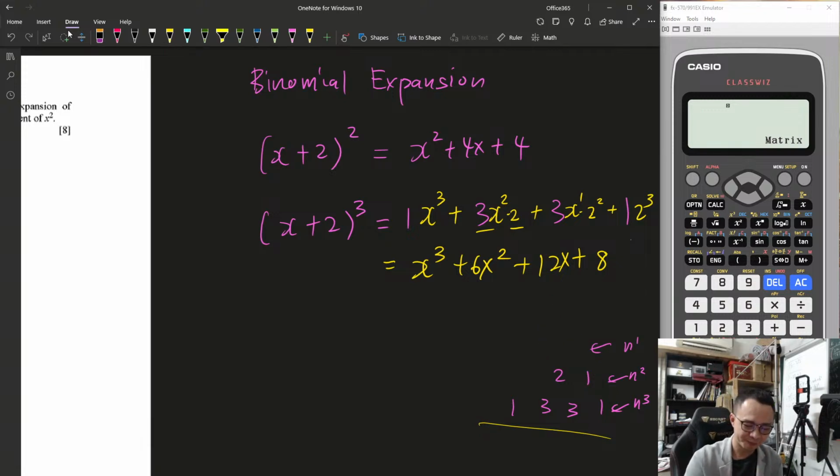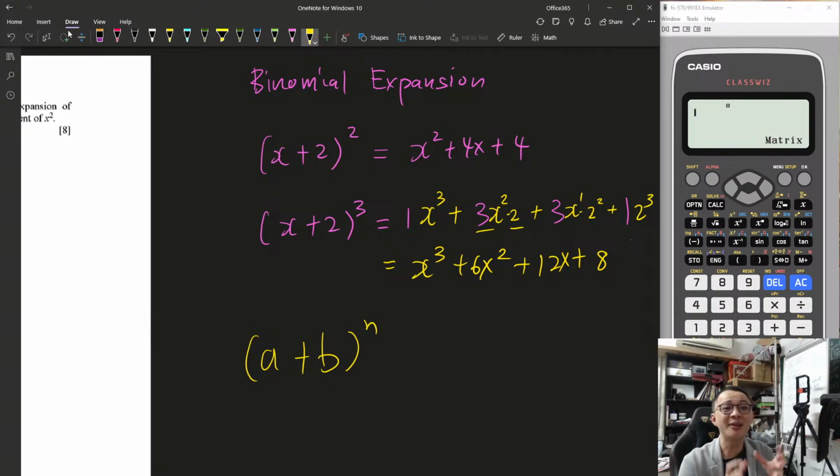So therefore, in this topic, they have a formula for it. The formula looks like this. If this is (a + b) to the power of n, in the IGCSE syllabus you only learn when n is a whole number, which is a positive integer. Because when you go to a higher level, your n power here can be a fraction or it can be negative in the future. But now we just assume it is a positive integer.